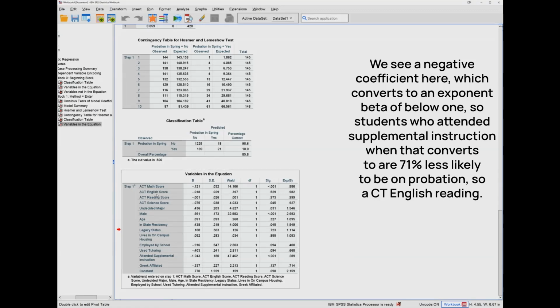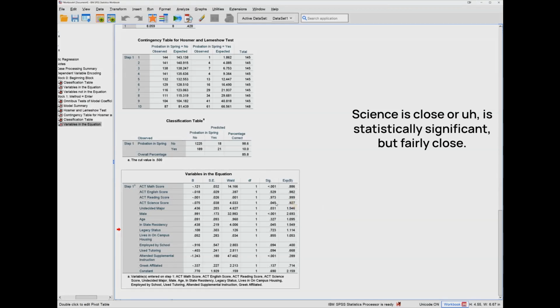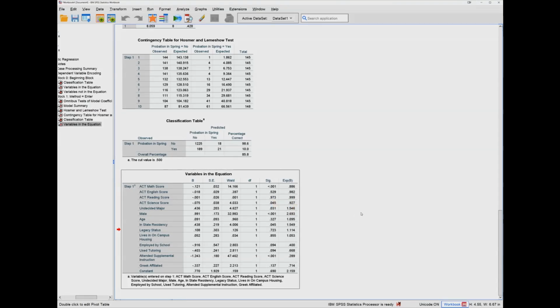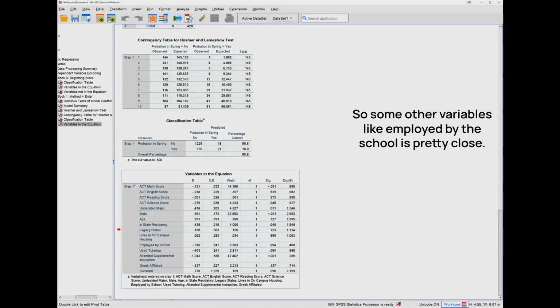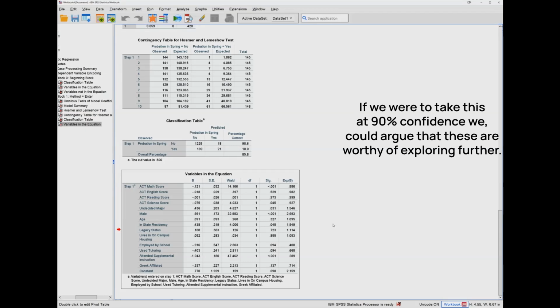So ACT English, reading, age, legacy, not statistically significant. We did see ACT science is statistically significant, but fairly close in that regard. So some other variables like employed by the school is pretty close. Use tutoring, also pretty close. If we were to take this at 90% confidence, we could argue that these are worthy of exploring further.